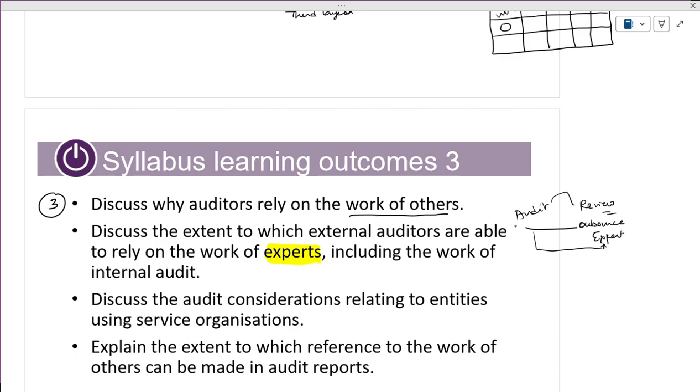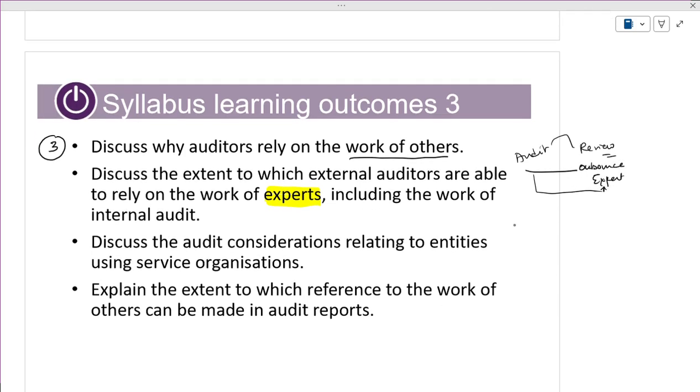Because ultimately you are signing the audit report. The expert will not sign the audit report. We will discuss that; it is a little bit interesting also. The extent to which external audit are able to rely on the expert, including the work of internal audit.